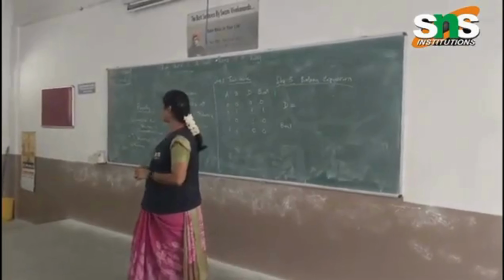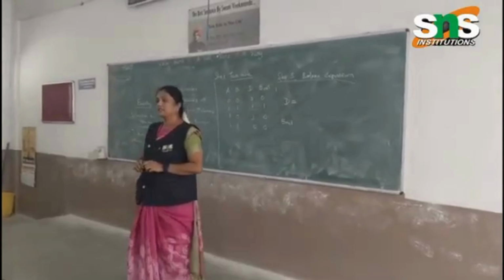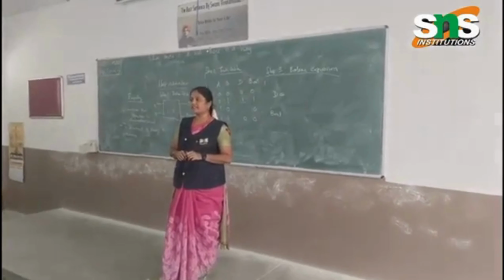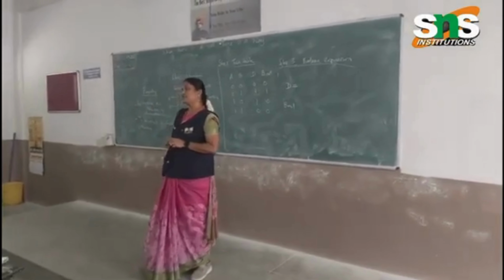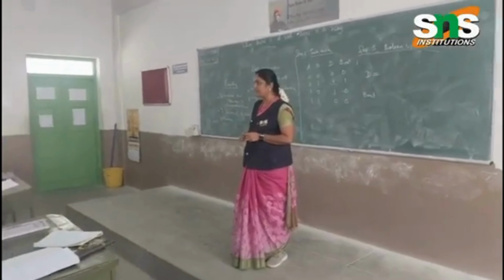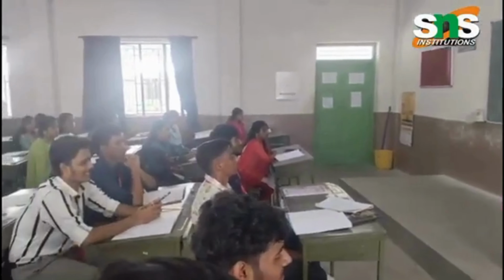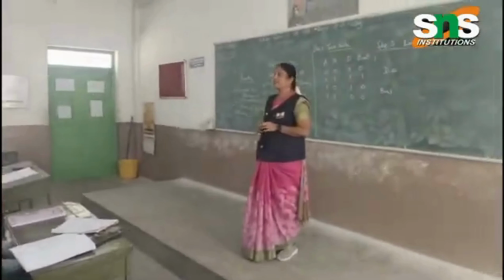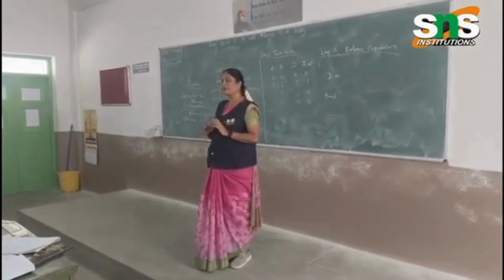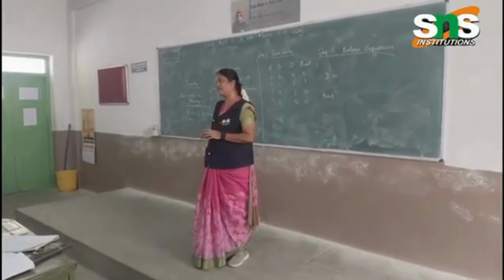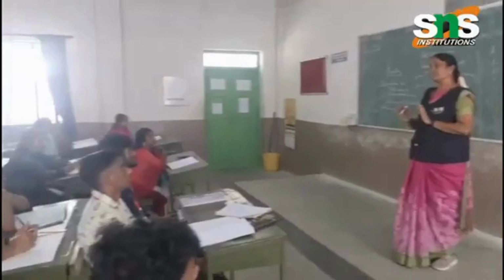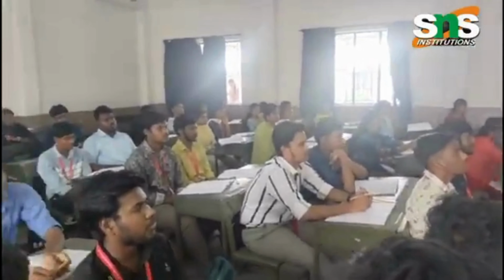Okay, so today we are going to discuss the half subtractor. Before that, let us have a small recap about the previous class. In the previous class, we studied the combinational circuit. So what is a combinational circuit? For a combinational circuit, the output depends only on the input, so no memory and no feedback loop is required. Examples of combinational circuits: adder, subtractor, multiplexer, demultiplexer.